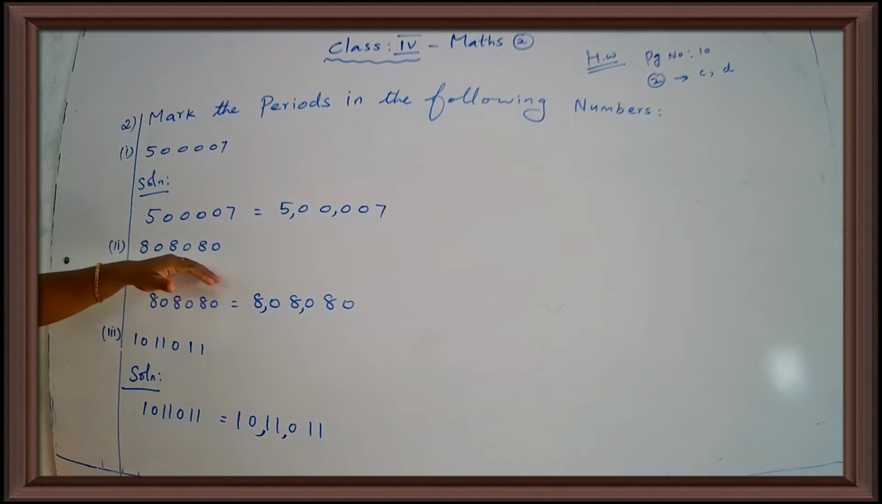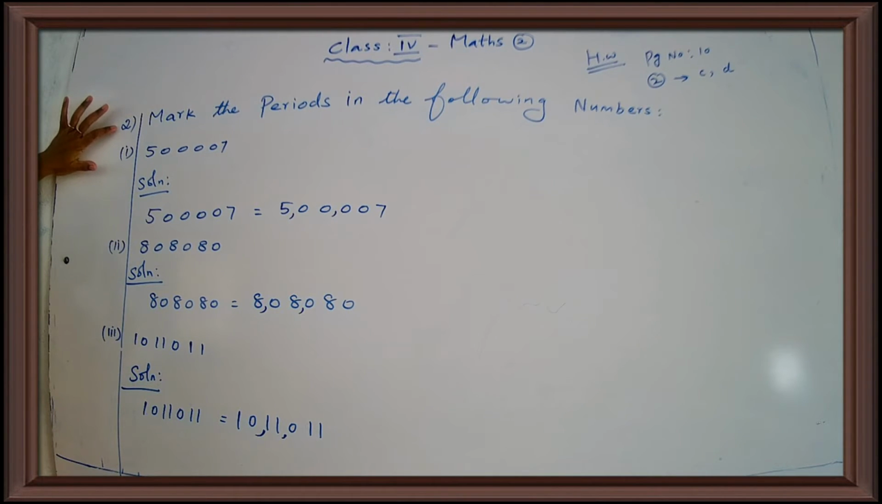Okay. Now you start your writing. Second question. You write the question number inside the margin. So in the second question, mark the periods in the following numbers. Write it fast. First one, second one, third one. Write fast, children. Write it in your classwork note. Second question, mark the periods in the following numbers. First sum, second sum and third sum. Do it fast.